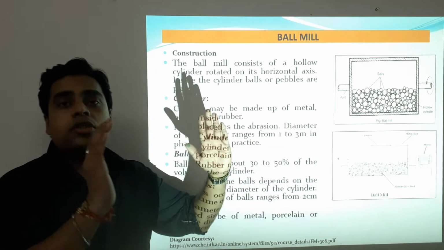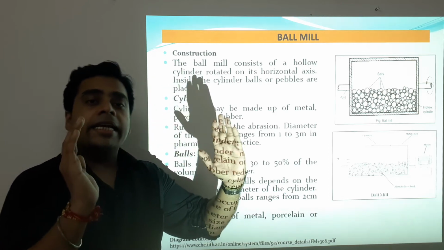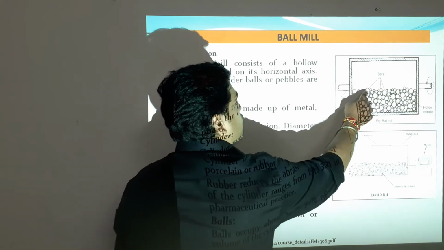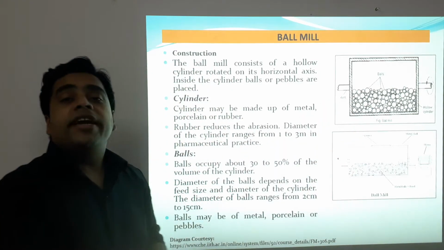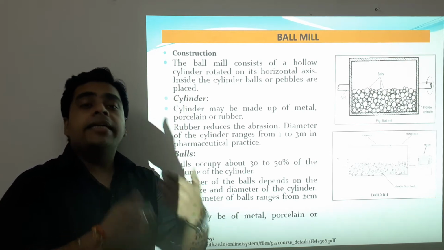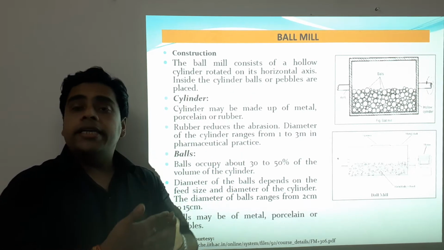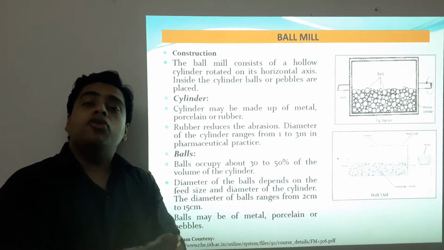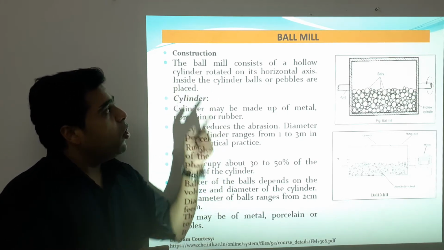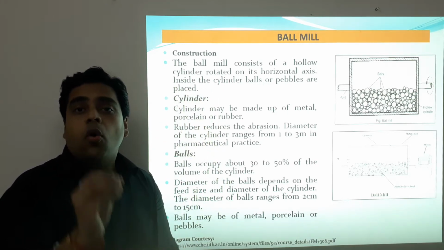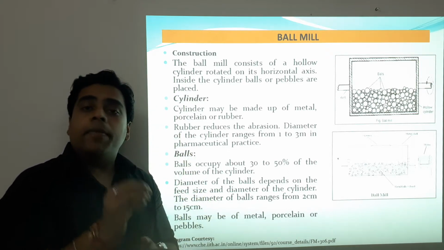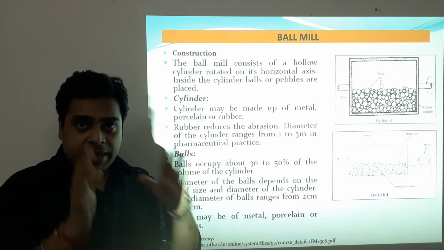It is a cylinder type of mill inside an enclosed chamber, and numerous balls are employed along with the feed. The cylinder rotates and hence the balls rotate, the feed also rotates, and this is the basic principle. The ball mill consists of a hollow cylinder rotated on its own horizontal axis, and inside the cylinder tables or balls are placed. This is the basic mechanism.